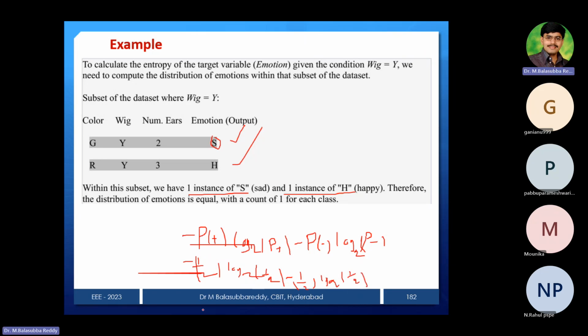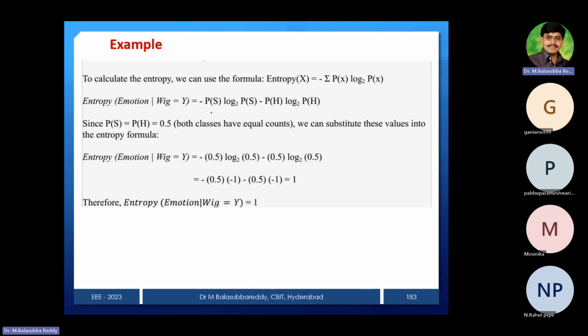And if we solve this, you can see that this is the formula: positive class or negative class, or you can say the two classes, sad and happy, anything. If you have many classes, you can use this formula as a sum, simply positive class or negative class, or class 1, class 2 like that. So it is minus 0.5 log 2 0.5 minus 0.5 log 2 0.5. If I solve this, your entropy is 1. Now the first problem, the first part is over.